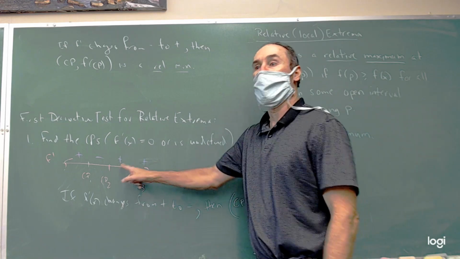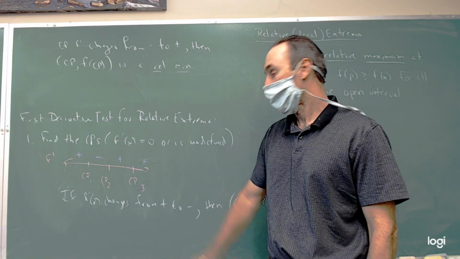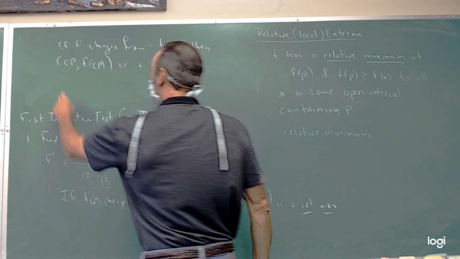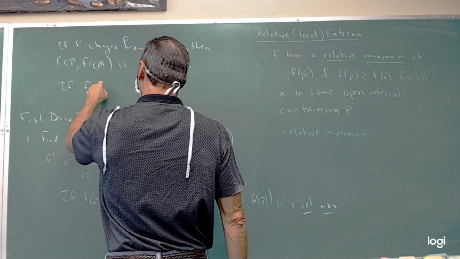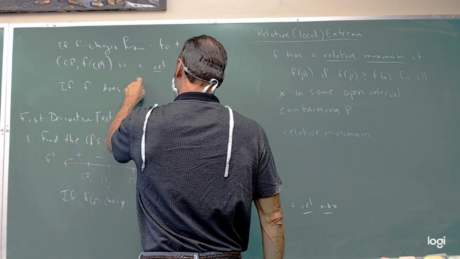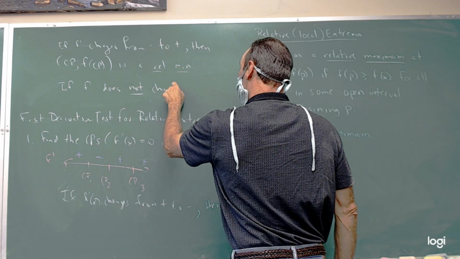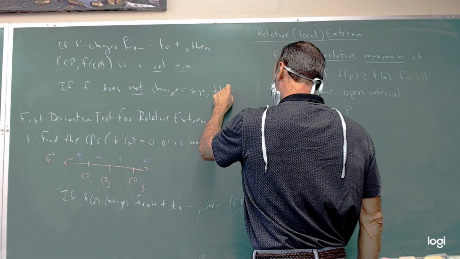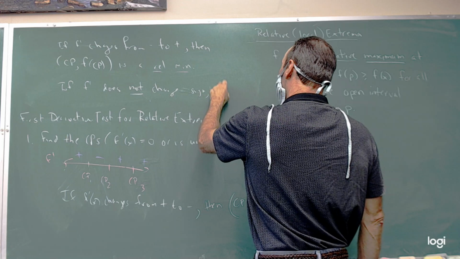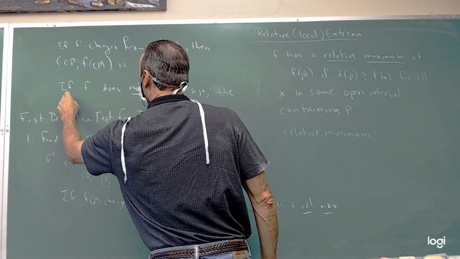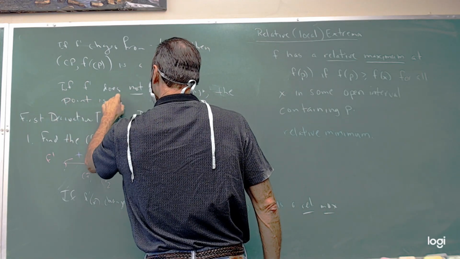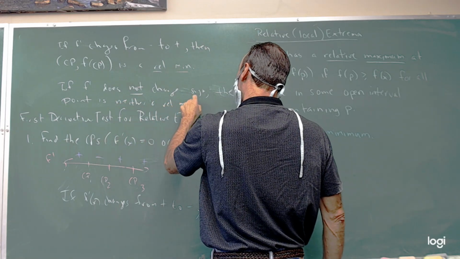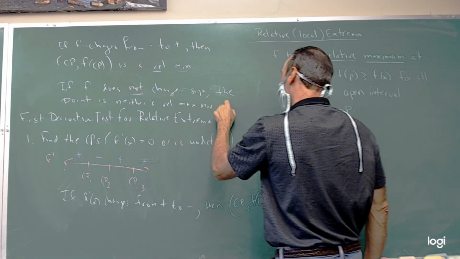If the derivative does not change sign, then that is neither a relative min nor a relative max. If f prime does not change sign, the point is neither a relative max nor relative min.